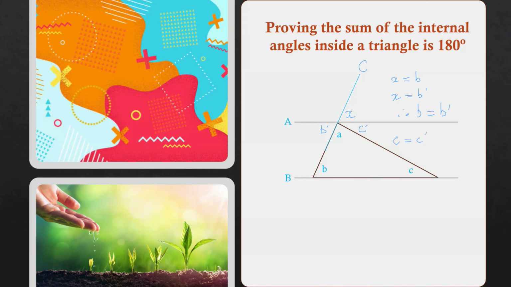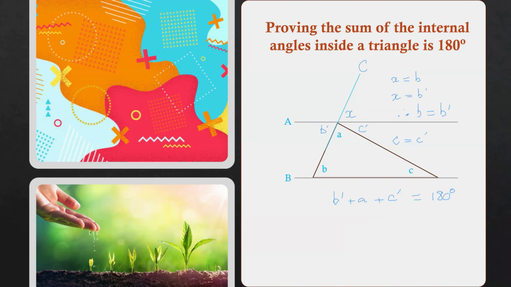Okay, so now we have that. So as a result, we have B' plus A plus C', and that is 180 degrees. The reason for that is that the three angles together give you a straight angle, and a straight angle is 180. So that is the reason.